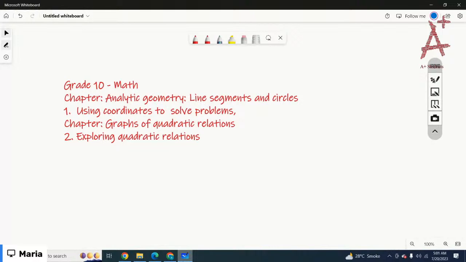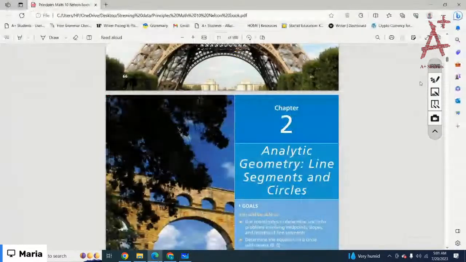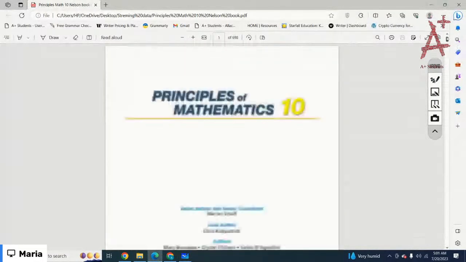We are here for grade 10 math. You can find all the lessons on the textbook. Let me show you which textbook I am following. Yes, Principles of Mathematics grade 10. Here is the name of the book. You can note down the name of the book. Principles of Mathematics 10.